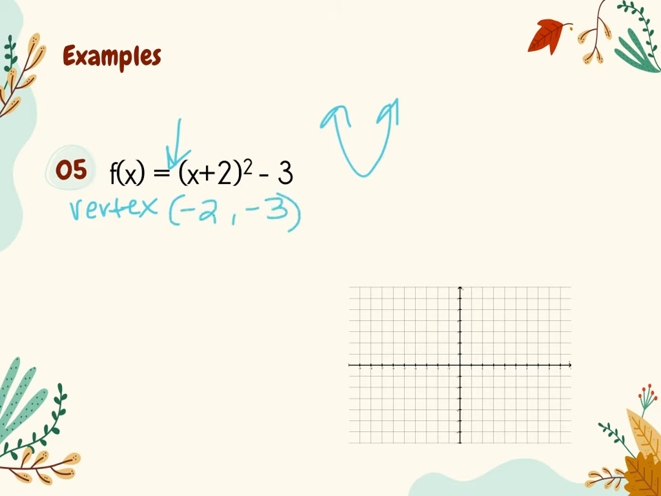Change the sign on what follows the x, but do not change the sign on what's by itself. What's my axis of symmetry? X equals negative 2. All right, so I already have my first pieces of information. Negative 2, negative 3. And it points up.